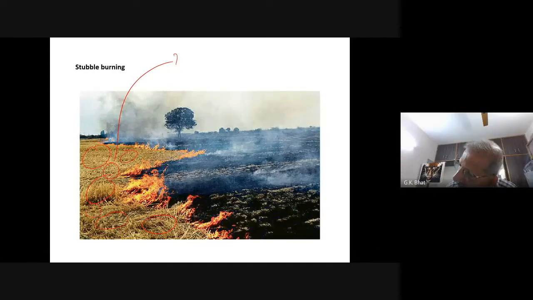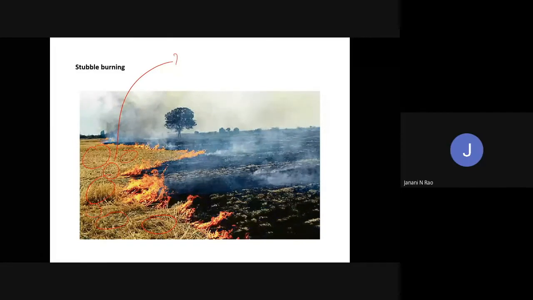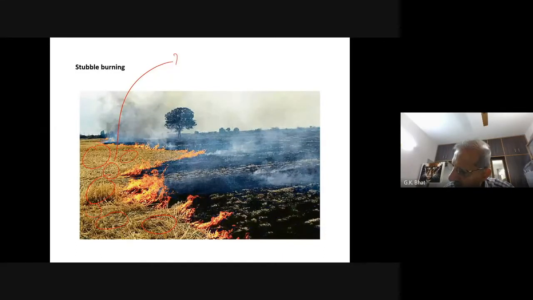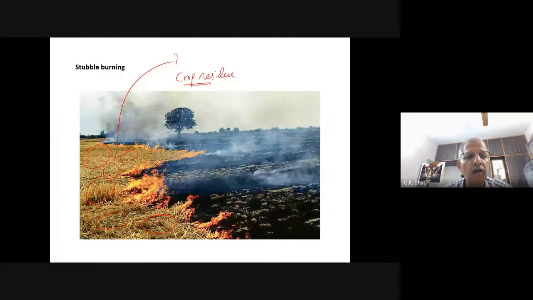The remaining of the plants after the crop is grown. Pardon? Remaining after the crop is grown. Who is telling this? Janani. It is a crop residue. After the food crops were harvested, the straw part, all are left like this.